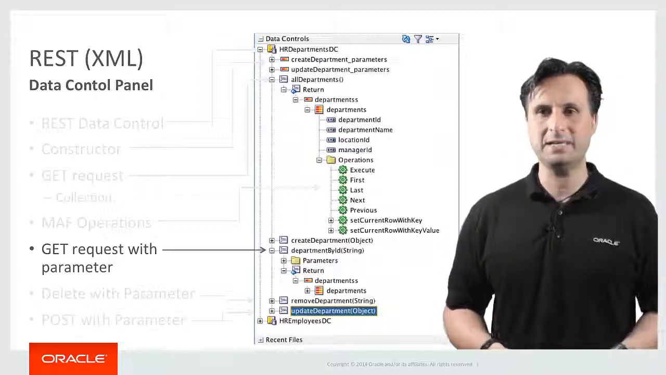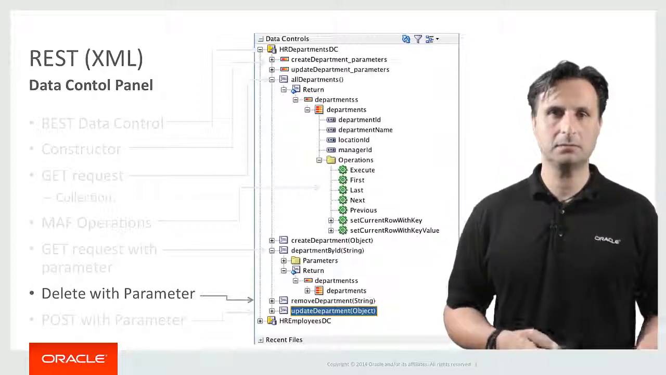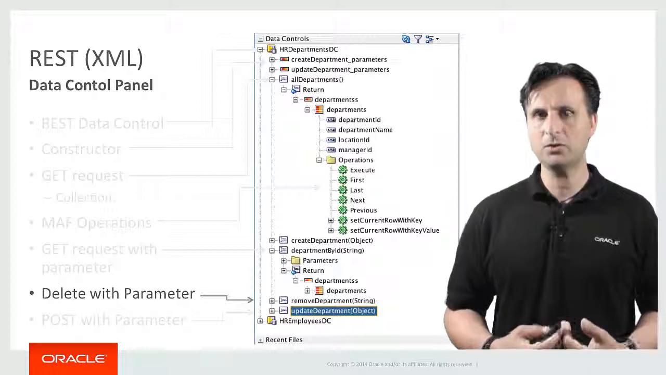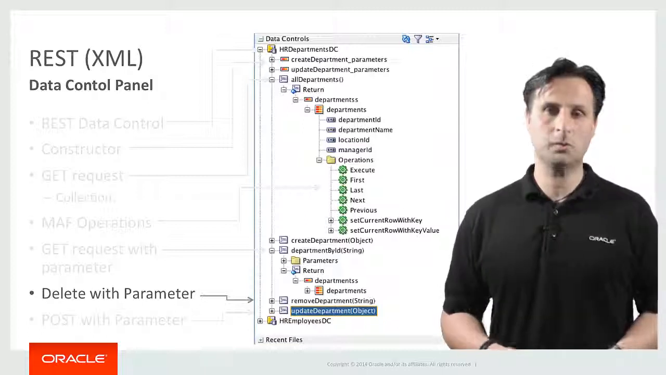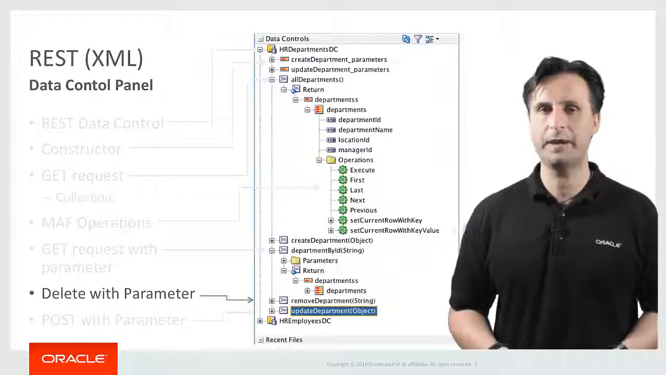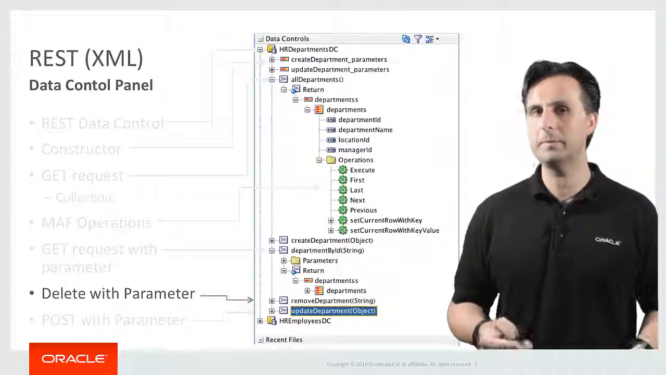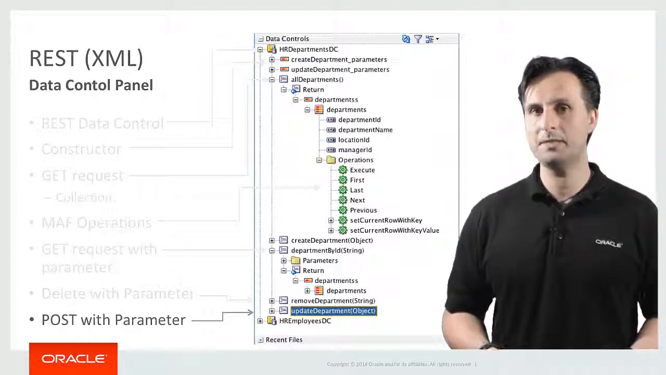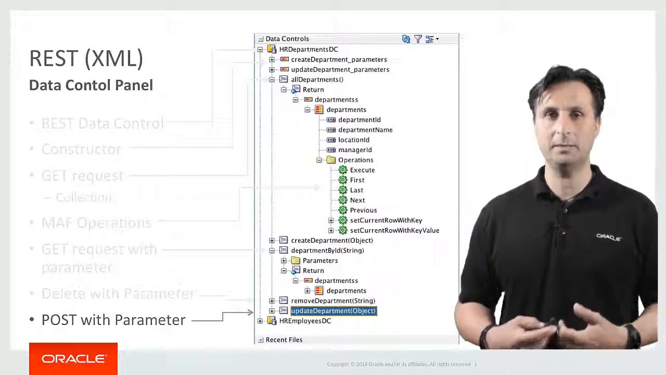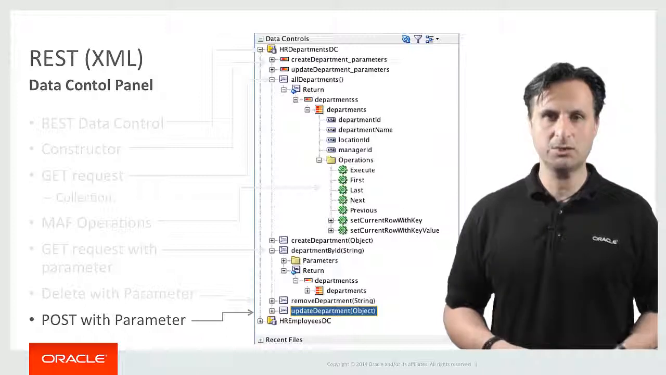The same with delete. If I created a delete operation on a resource, then I use the HTTP method delete, but I don't want to have that showing in my data control panel necessarily, so I want to have a user-friendly or application coder-friendly name, so I can just call it remove department. And then I do have a post parameter that allows me to update. And again, this post parameter would take an input argument, an object, that I can take from an existing iterator.